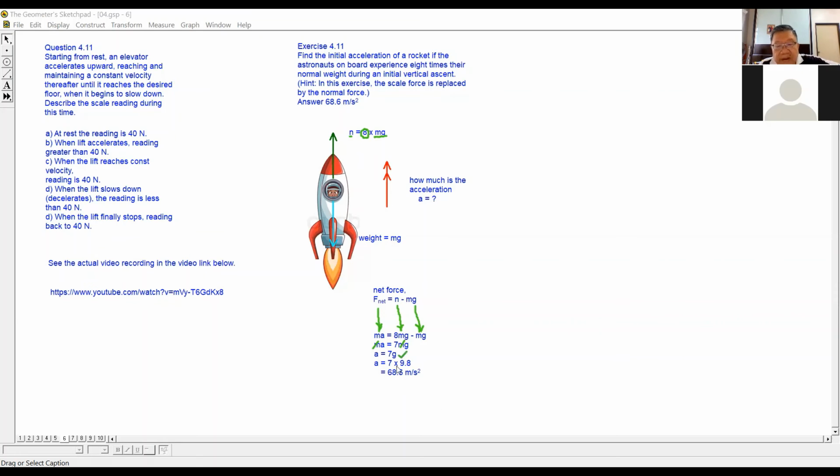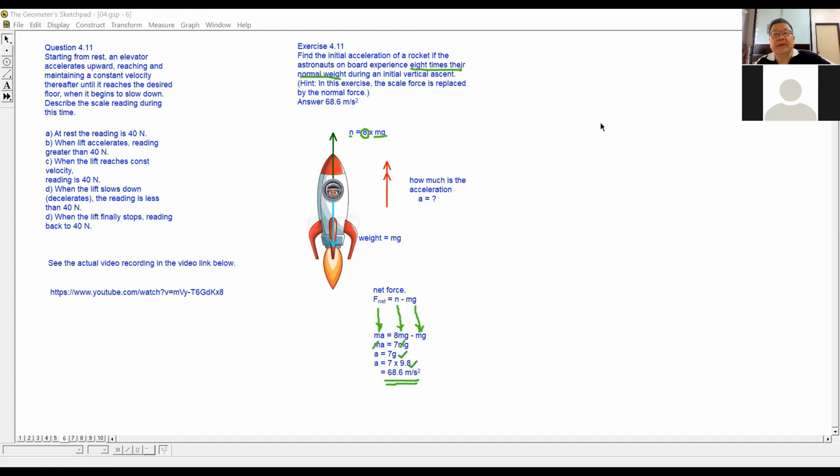How much is 7 g? 7 g is 7 times 9.8, so it's roughly 68.6 meters per second squared. So this is the answer. How much is the acceleration in order to produce a normal reaction of 8 times his weight? The acceleration has to be 68.6 meters per second squared.